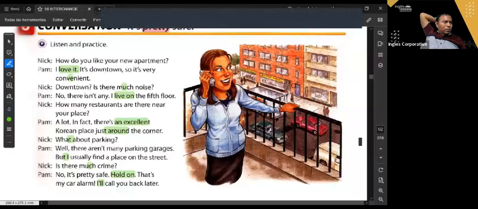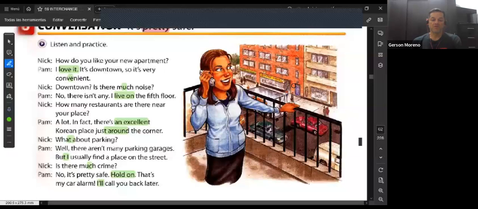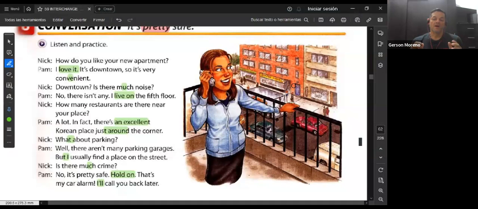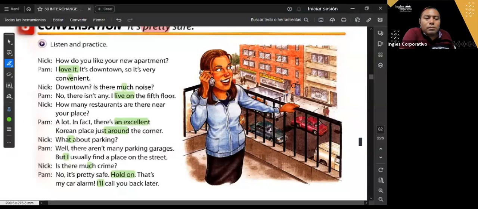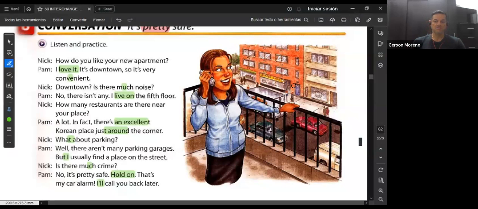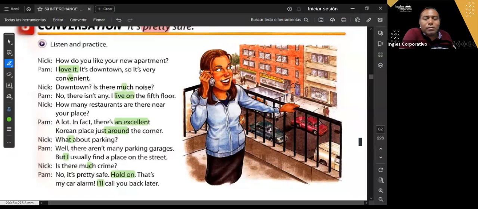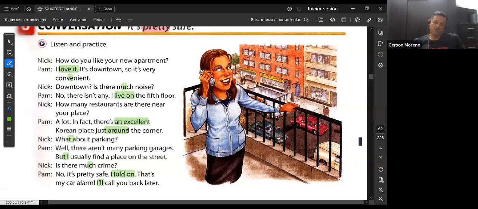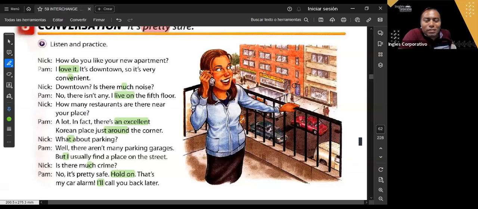She's so pretty. Oh no, it's not. For example, talking about a car: my car is pretty safe. It's pretty safe, yes. Es muy seguro. Okay. Yes, very good. So more questions about vocabulary or pronunciation? No more questions? Okay, hold on is similar. Espérate. Hold on. Hold on is like to wait, a synonym for stop.